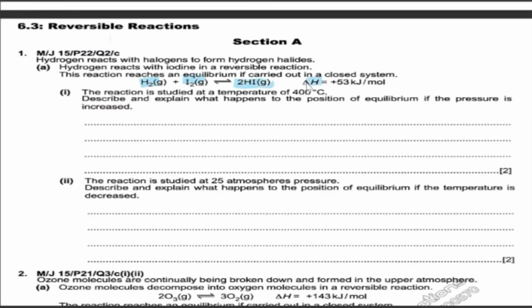And here they have given the delta H as a positive value. So that means the forward reaction is automatically endo. The reverse reaction kya hoga? Wo exo. So this is basically what they have given us. And apart from that, if it is H2 plus I2, both are gases, it is going to give me 2HI, which is also a gas.